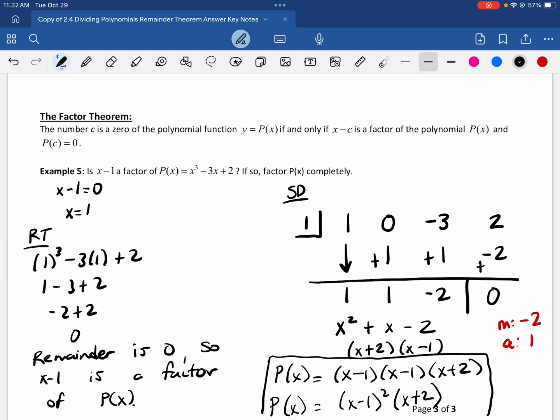All right, so that completes section 2.4. Remember, go back and check those ones that you were supposed to try on your own. Check your answers in Moodle.